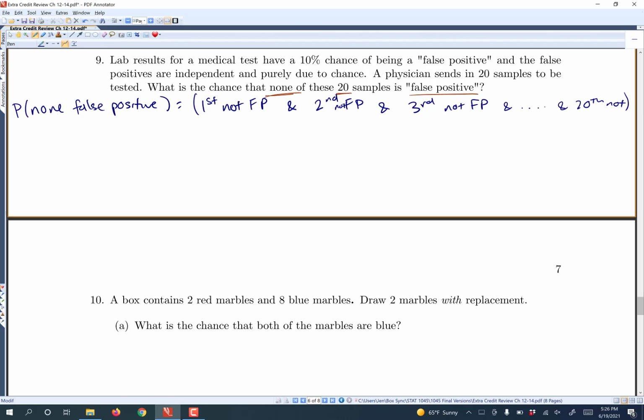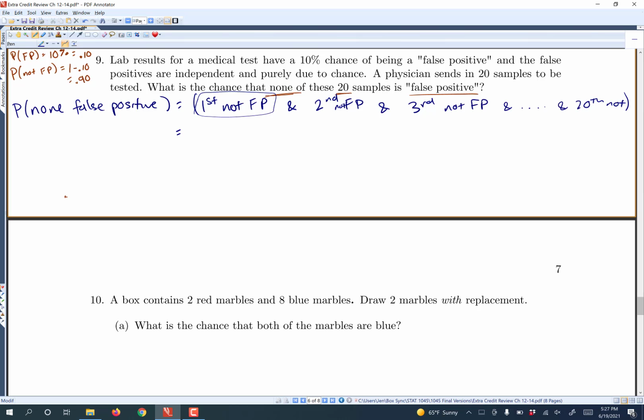Now, they didn't give us the probability of not a false positive. How are we going to find the chance that the first one is not a false positive? Well, for that, we come off to the side here and think about this. If they said the chance of a false positive is 10%, or let's say 0.10, because it works better when we work with decimals, then what is the probability of a not false positive? Remember, everything has to add up to 100%, or if you're using decimals, everything has to add up to 1. So we can do 1 minus 0.10, which gives me 0.90. So the probability of a not false positive has to be 90%, because if the probability of a false positive is 10%, the probability of a not false positive is 90%, or 0.90.